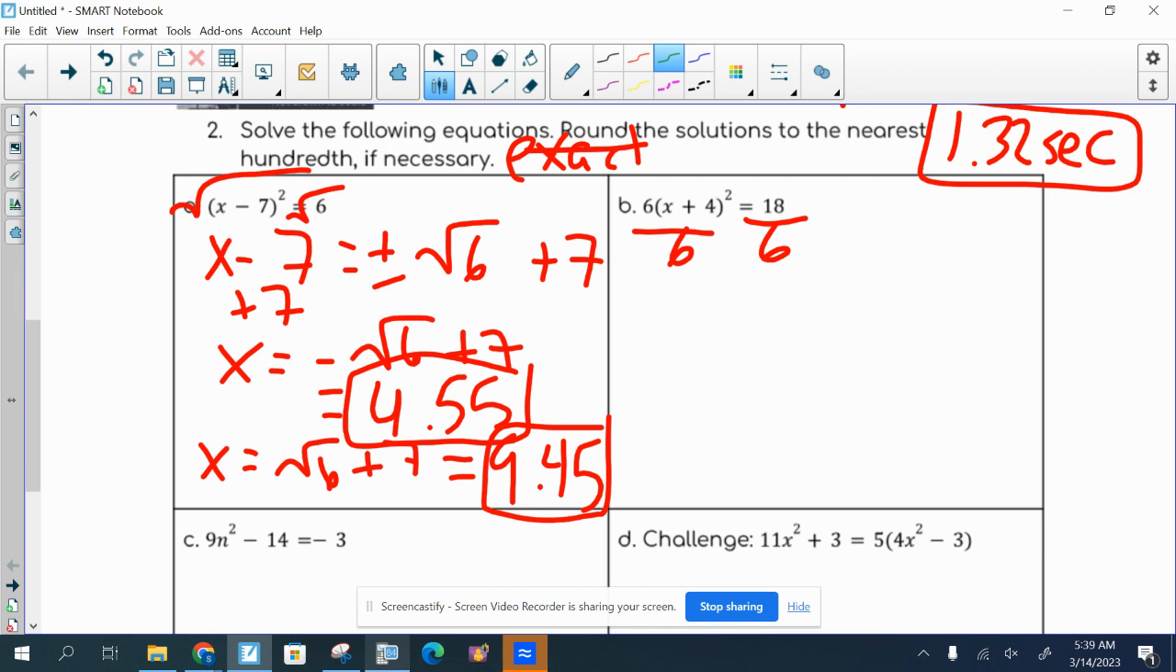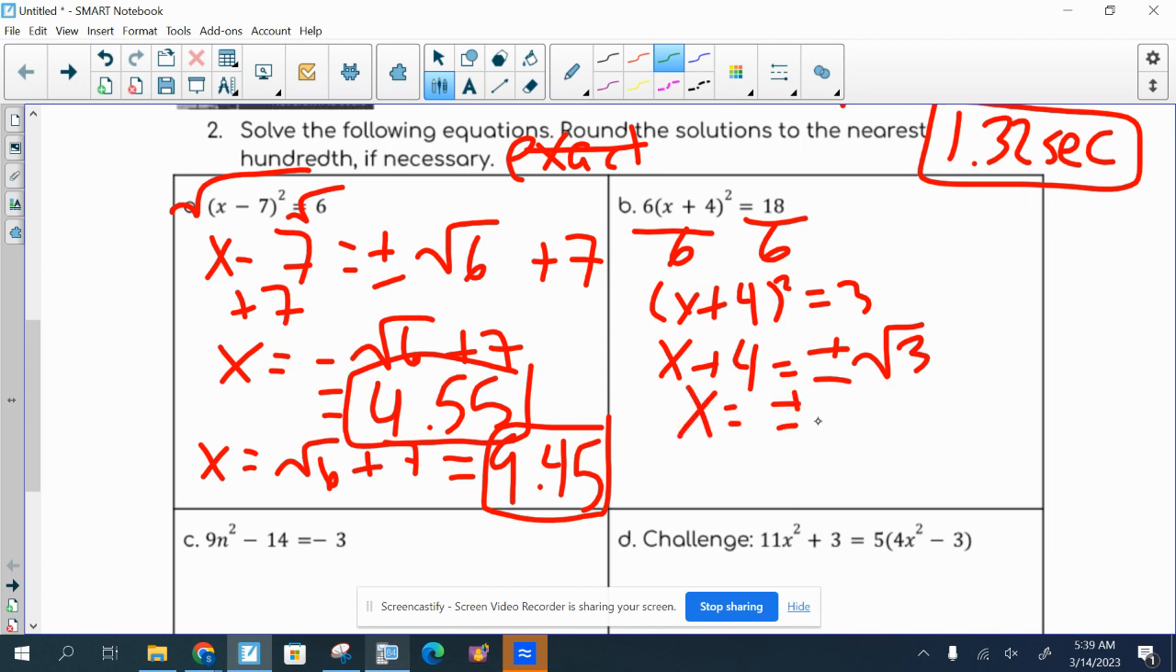So we're not going to distribute because we can't, since we have this as being squared. You can't distribute the square into the parentheses. Instead, we're just going to do less work and take the square root after we divide by the 6. So x plus 4 equals 3 squared. And then take the square root. So x plus 4 equals plus or minus the square root of 3. And then we're going to minus the 4 on the other side. So x equals plus or minus the square root of 3 minus 4.